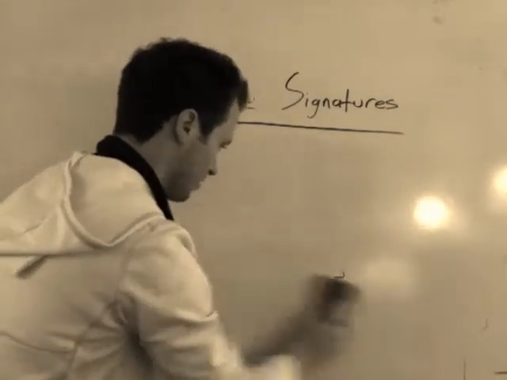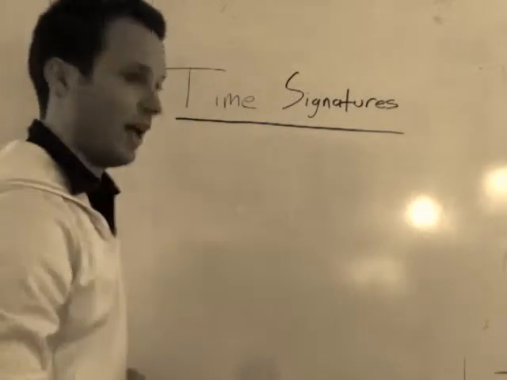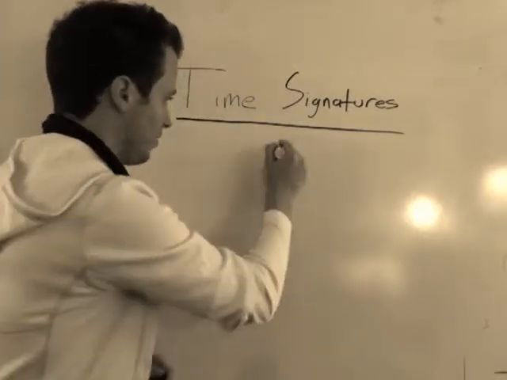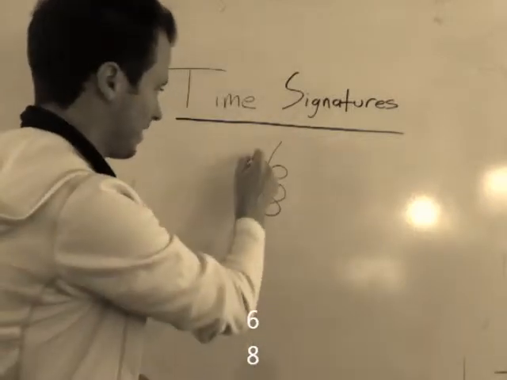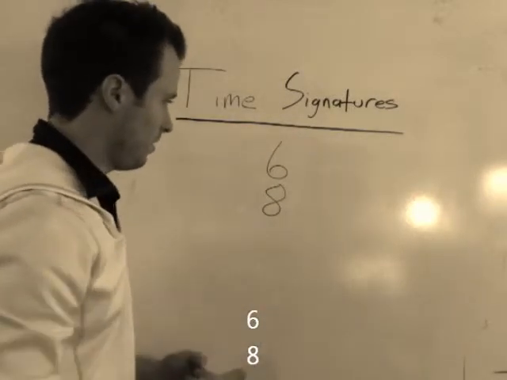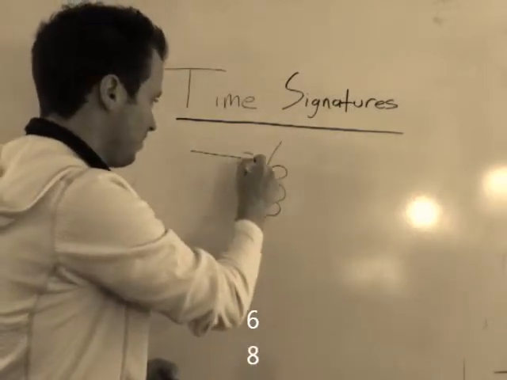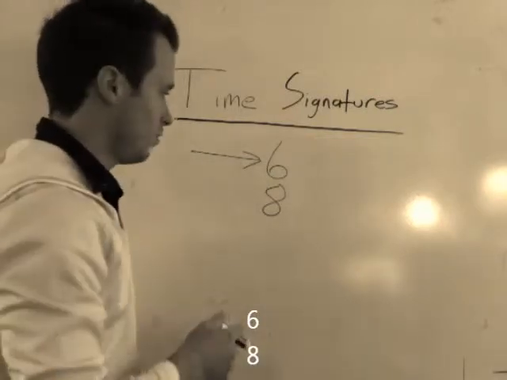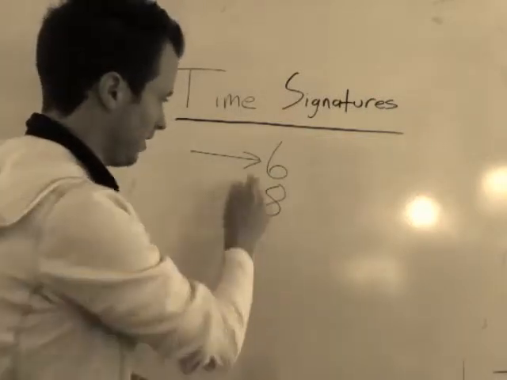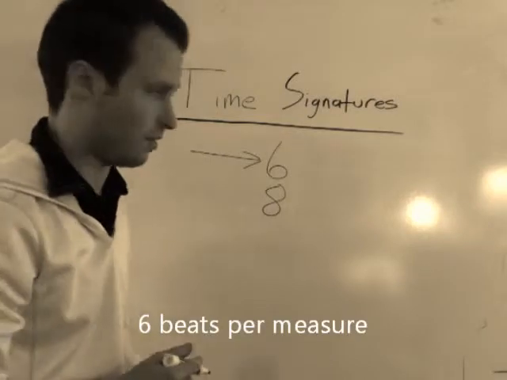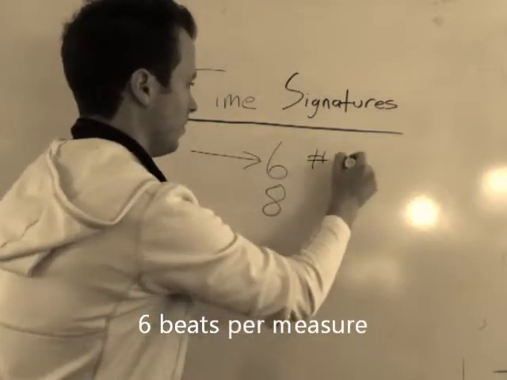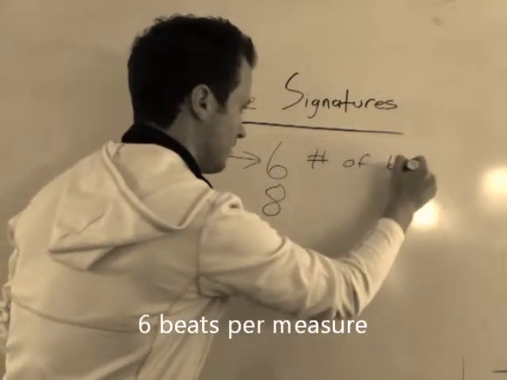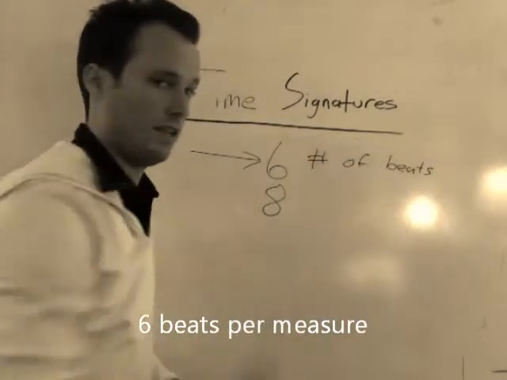So I'll clear this off the board, and we'll talk about another scenario that you may have seen in your musical studies, and that is 6/8. So what does it mean here? Again, the top number in the time signature tells you how many beats per measure. So in this case, we have 6 beats per measure. So that rule never changes. Top number, number of beats that will occur in each measure.